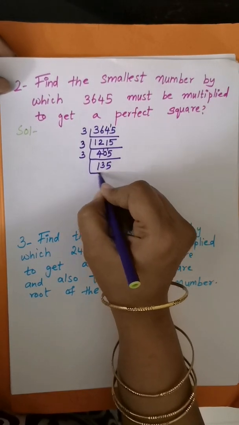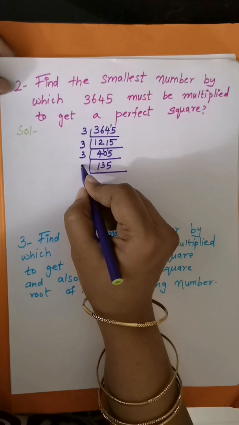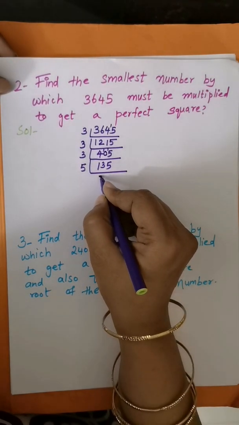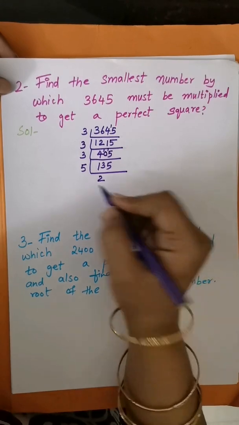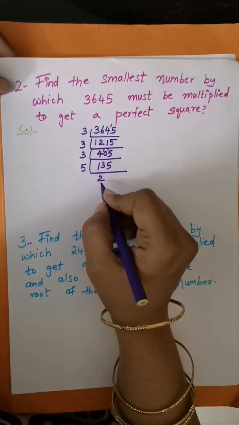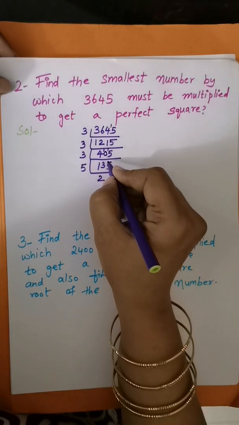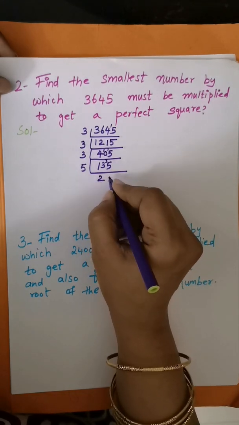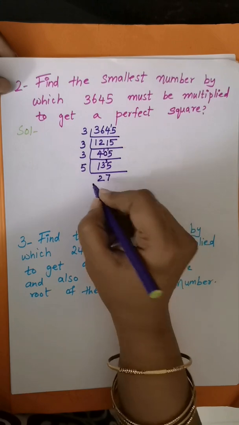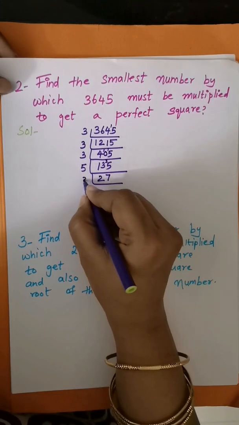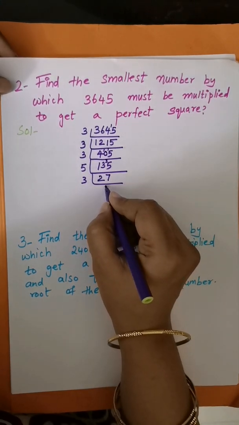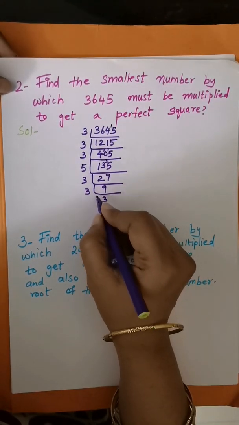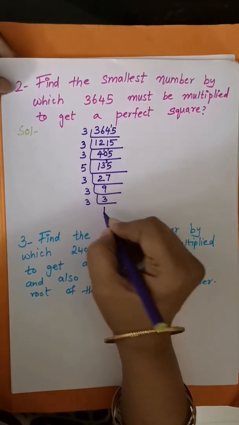Okay, since 5 is there at the end, we can take the 5 table. 5 2s are 10, 3 extra, 5 7s are 35. Then 27 means 3 9s are 27. Then 3 3s are 9. Then 3 1s are 3.